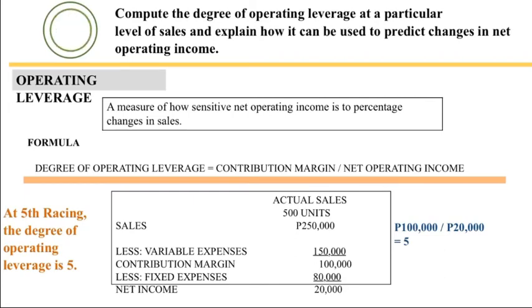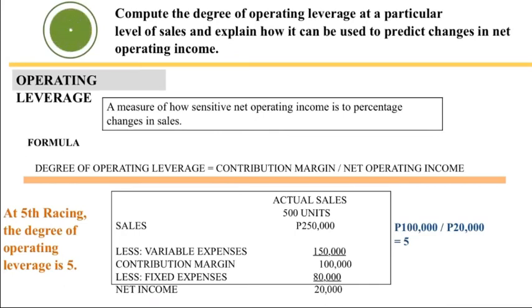Operating leverage is a measure of how sensitive net operating income is to percentage changes in sales. The degree of operating leverage is a measure, at any given level of sales, of how a percentage change in sales volume will affect profits. It is computed by dividing contribution margin by the net operating income.